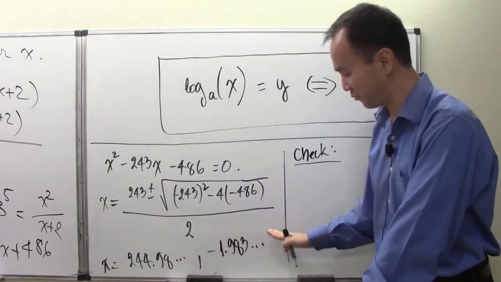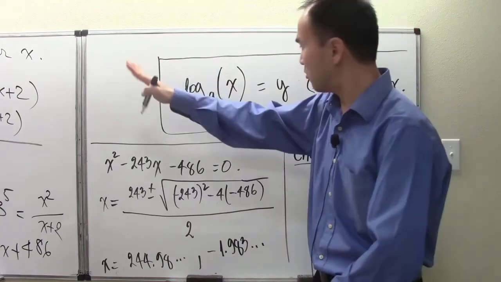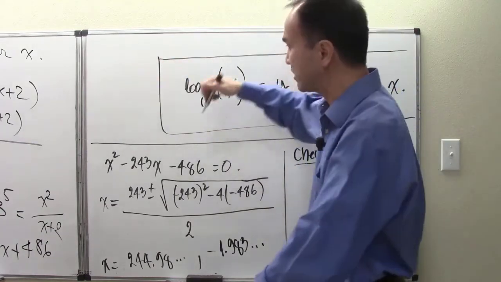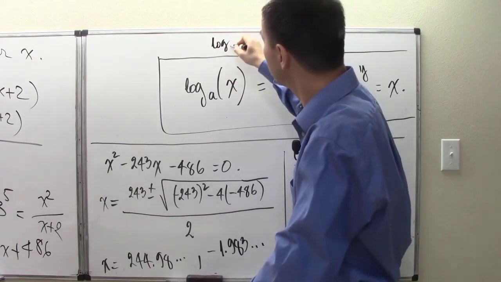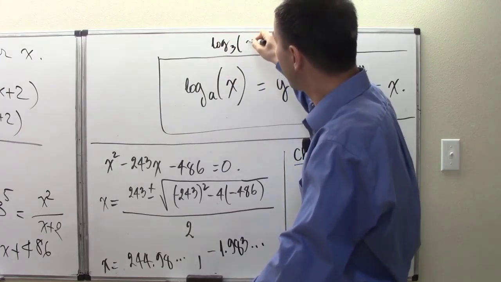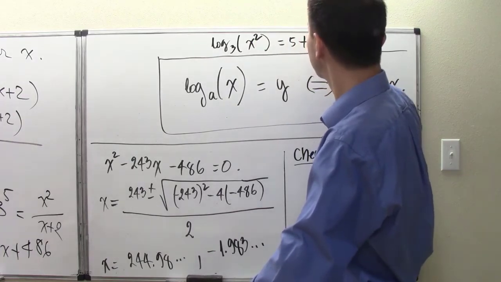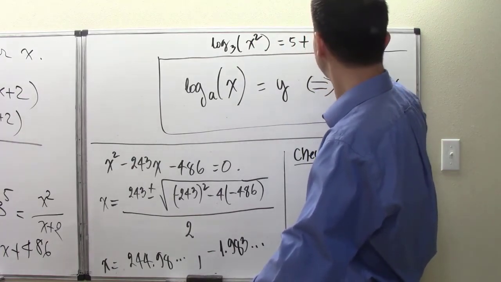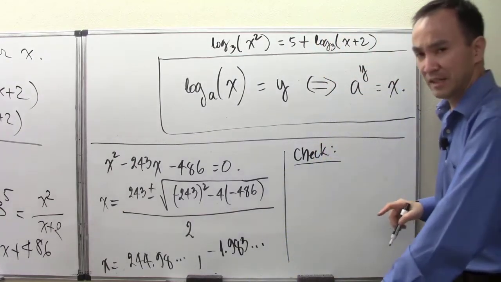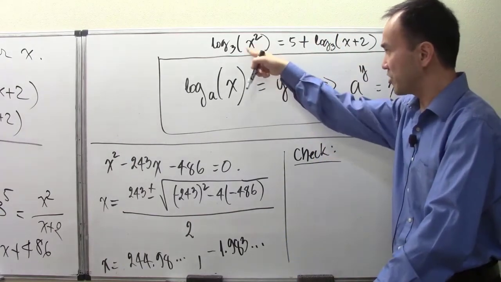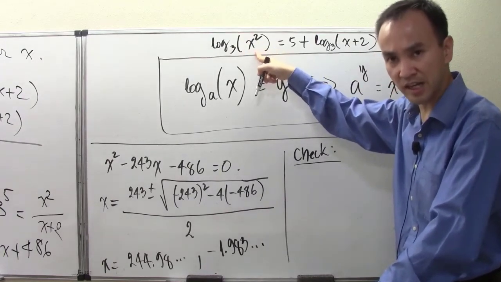Because the values are not nice whole values, when we're substituting them into the original equation, I don't want to spend time coming back to the other side, so allow me to quickly write it here. Log base 3 of x squared equals 5 plus log base 3 of x plus 2. This is the original equation, and that log term has a square inside of it.